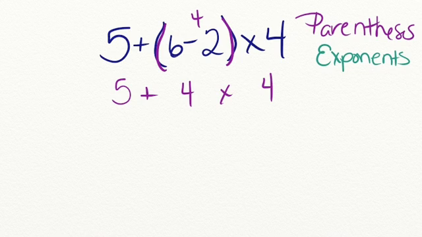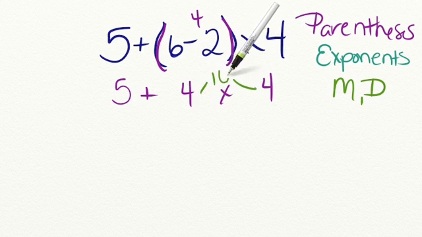Our next step is to do any multiplication or division. Now, with multiplication and division, you're going to see I put those right next to each other. And that's because you start from left to right, just like reading a book, and whichever one comes first, multiplication or division, you're going to do. So for this equation, we only have multiplication. So we have 4 times 4 equals 16.